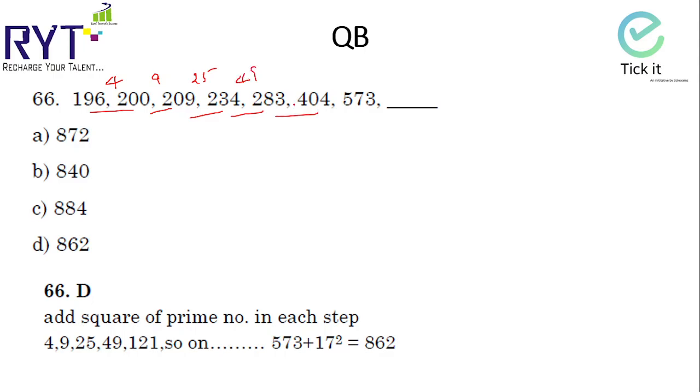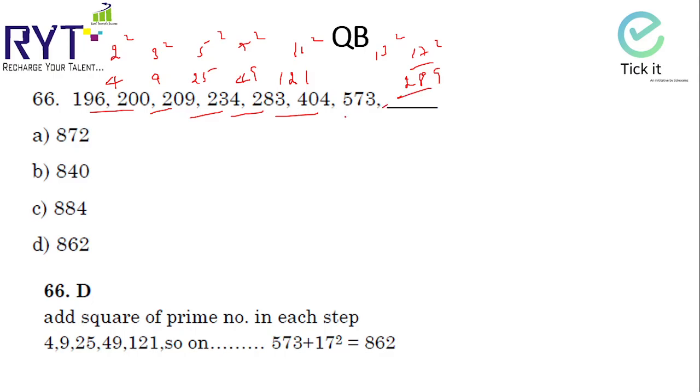Now here the difference is 121. Okay, so if you observe carefully, the differences are 4, 9, 25, 49, 121 and so on. So it should be 2 square, 3 square, 5 square, 7 square, 11 square. Next it should be 13 square. Next will be 17 square is the difference, which is 289.